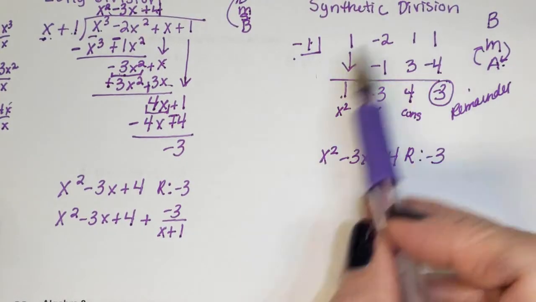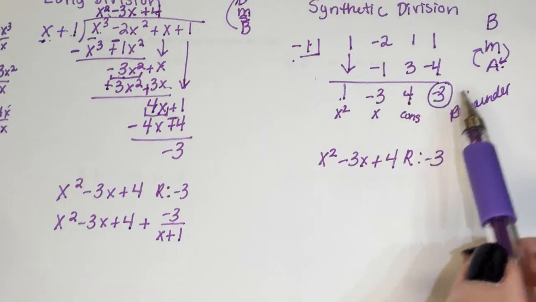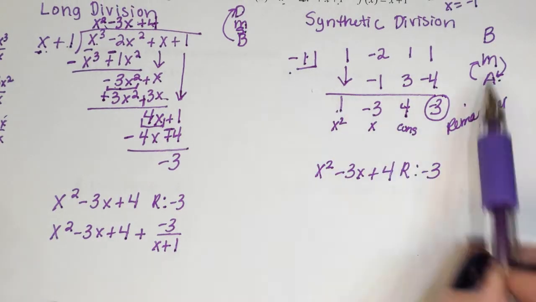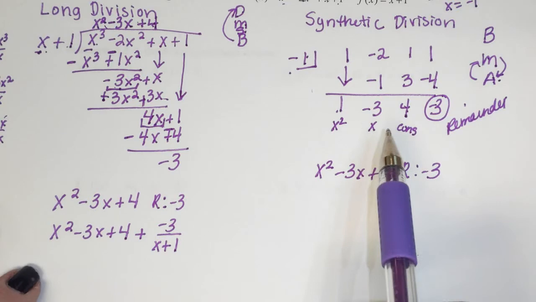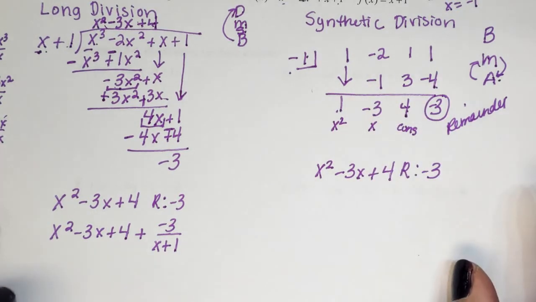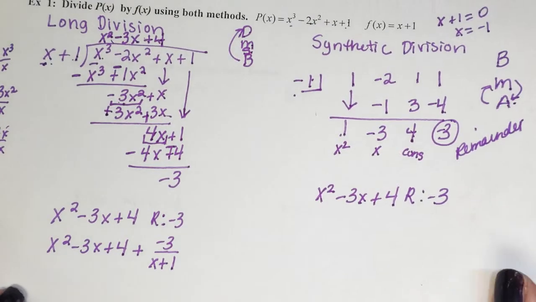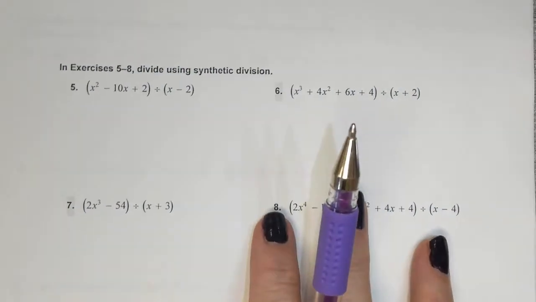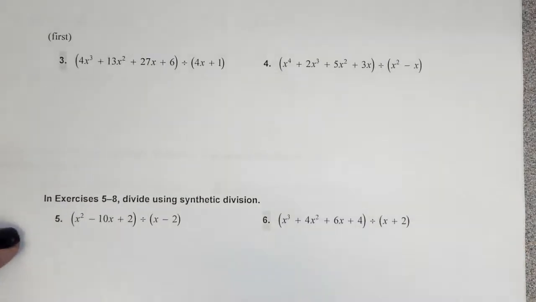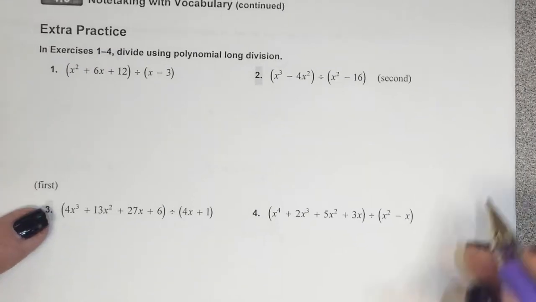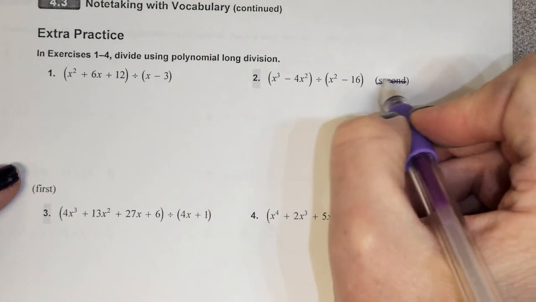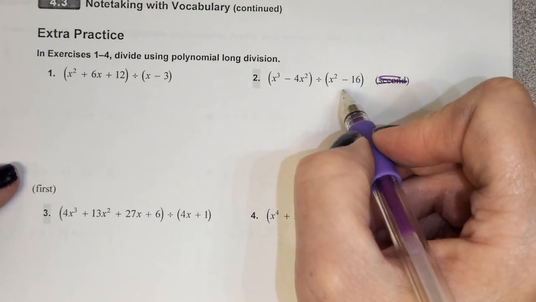So at first this may seem kind of complicated, but once you get the hang of it, bring down, multiply, add, multiply, add. You can do this so fast. You'll like this way better as we go on further. All right, let's go over here now. We're going to do number 2. I said second, but we're just going to go ahead and do this.